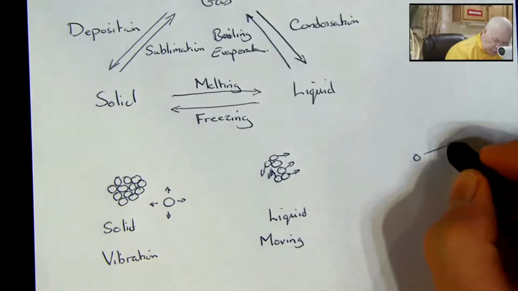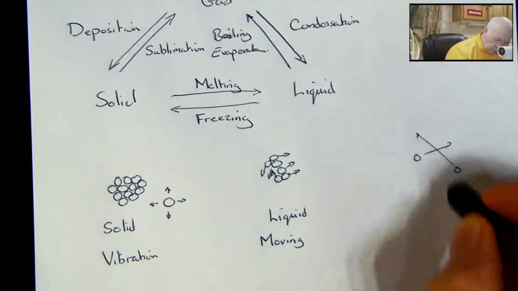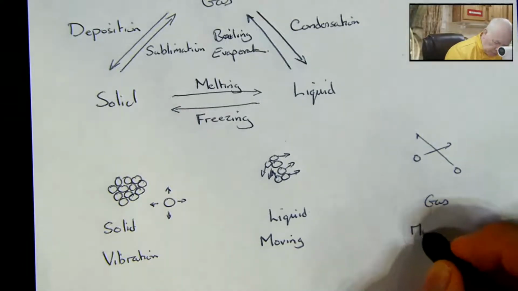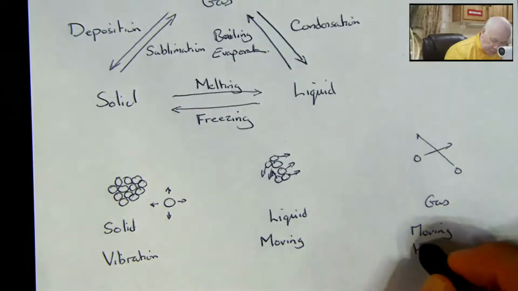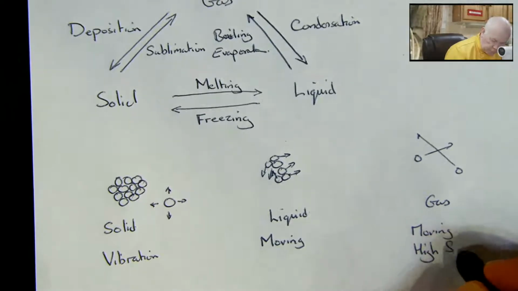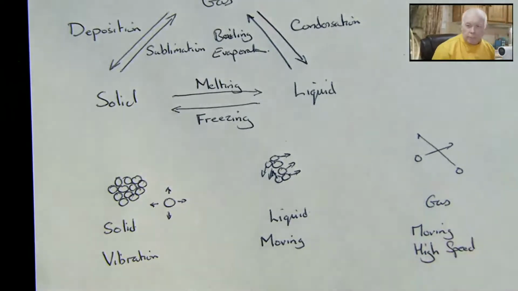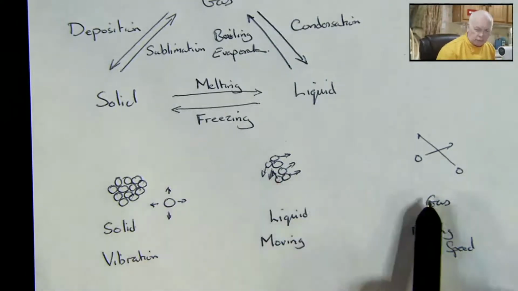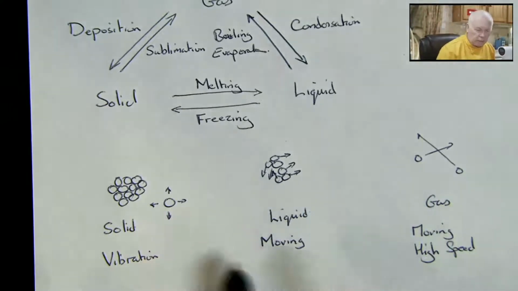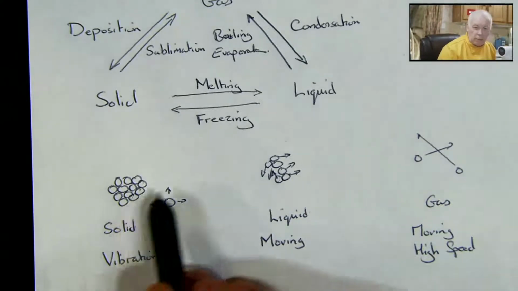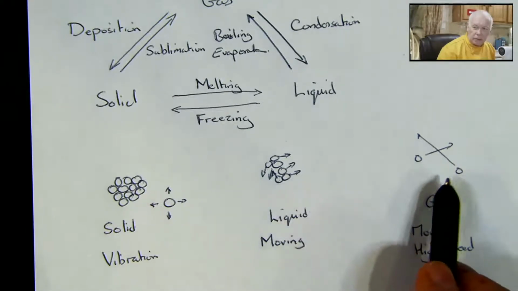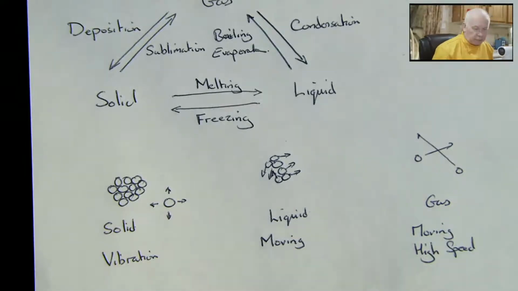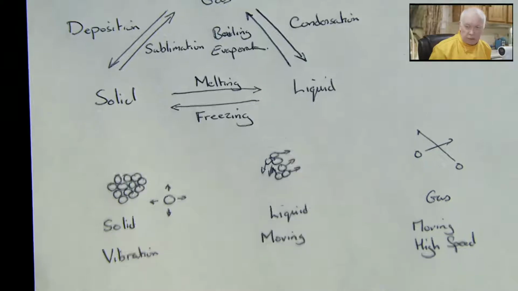And in a gas, these molecules are moving around at high speed. What we have to look at is the change. And in chemistry here, we're interested in the change from going from a solid to a liquid to a gas, or from a gas to a liquid to a solid. And we're going to have a look at an experiment with stearic acid.